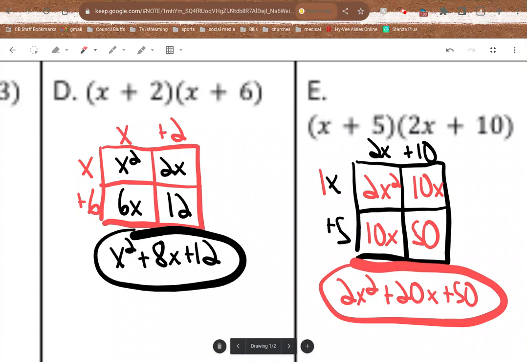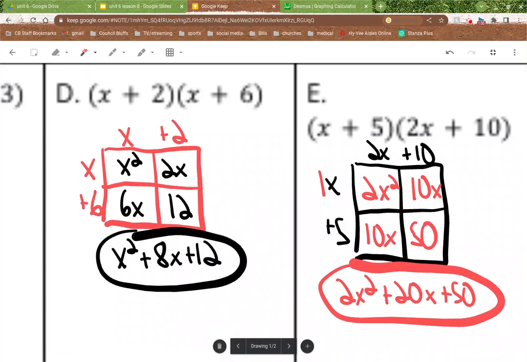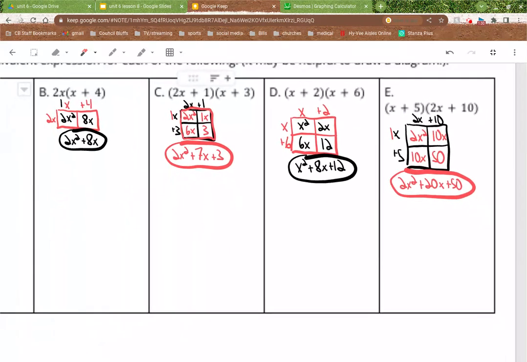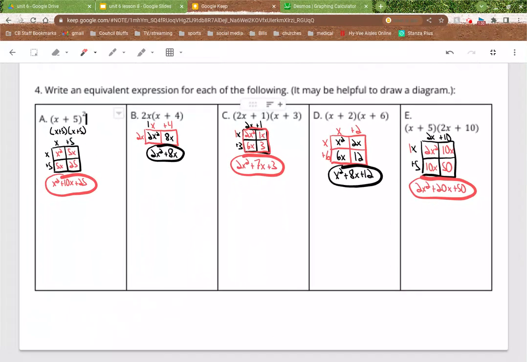Okay. So that is it for our lesson. So our goal for this lesson was to be able to write quadratics in different forms. So what we were doing is we were taking a quadratic that's in what we call factored form and then write it in what we call standard form by using this area model or box method. So you will be doing something similar on your cool down tonight.